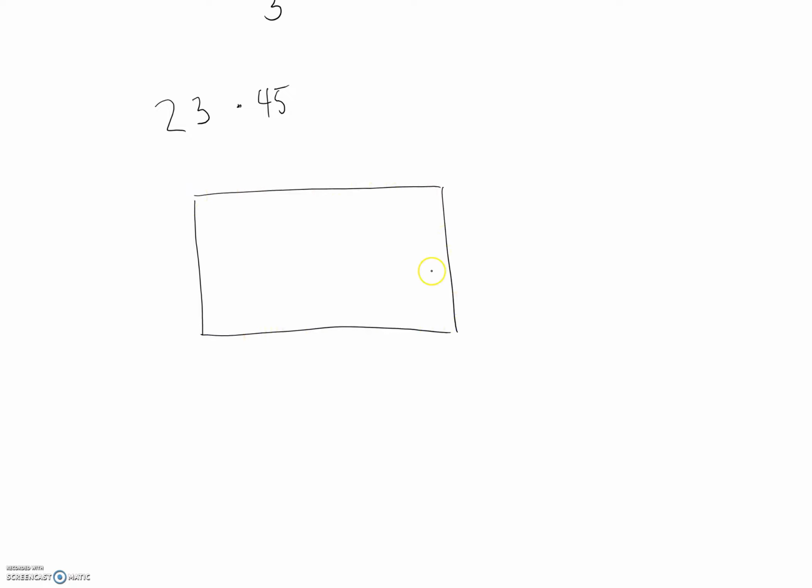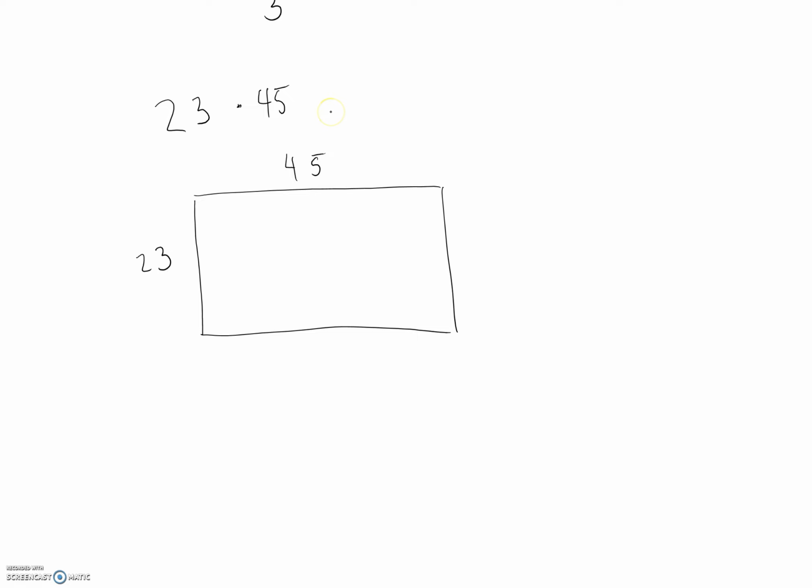23 times 45. Now we could use the traditional multiplication algorithm that we've learned in elementary school, or we can use the area model. So in the area model, I would draw a rectangle and say that this is 23 high and 45 long. So the base would be 45 and the height would be 23. Now, some of us might be able to do this in our head. I would bet that most of us can't. So what I would do is break this up into more manageable chunks.